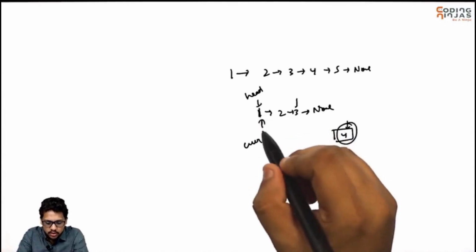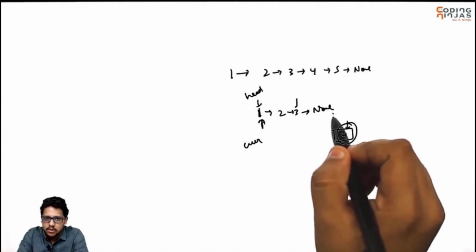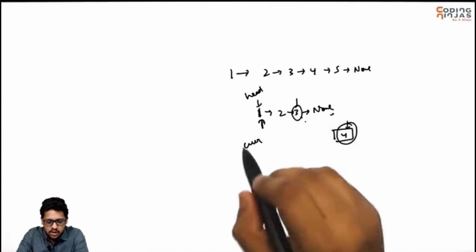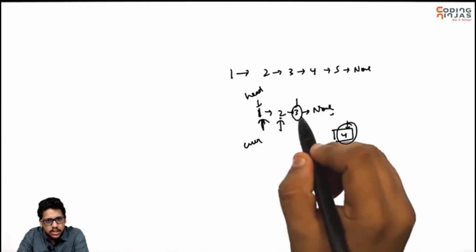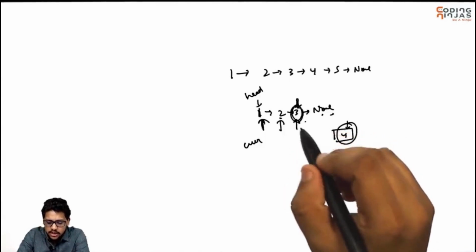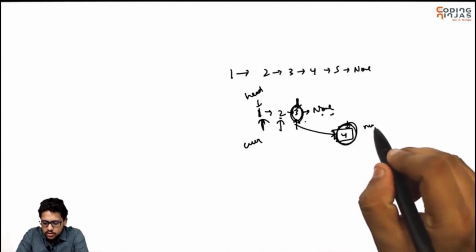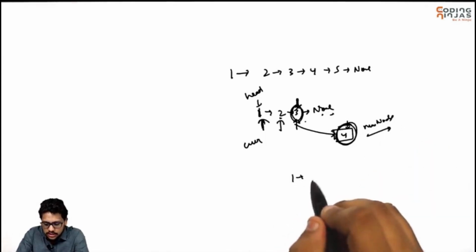So you start from current, and you keep on traversing till current dot next becomes none, because you need to reach the last node of the linked list. If current dot next is not none, current will move here. If current dot next is not none, current will move here. Current dot next is none, so you will stop here. You will do current dot next equal to new node. Now this linked list has been made.